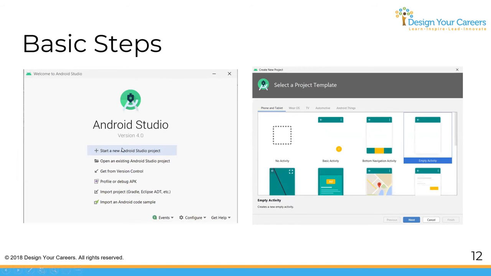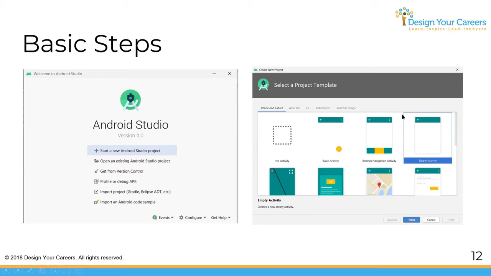So how do you open this? Once you double click on it and start running it, you have a pop-up screen like this where you have start a new Android project. You could open an existing one. You could get from version control, etc. So we want to start our Android Studio project. Once you click on that, you get this next screen which says create new project. Here you can see that there are different types of layouts or different types of activities which are given by default by the Android Studio.